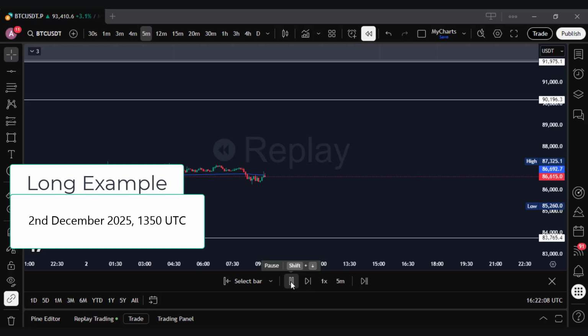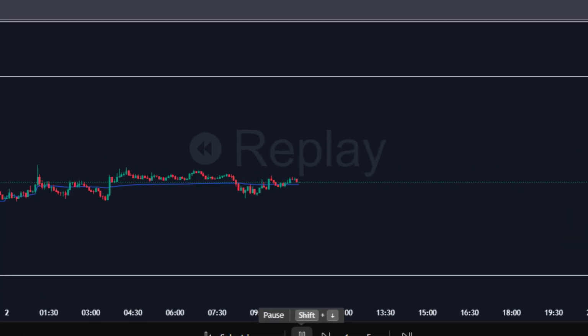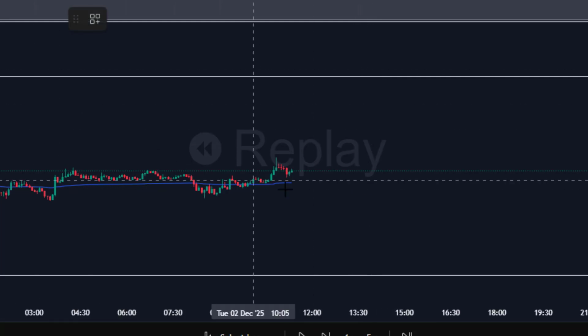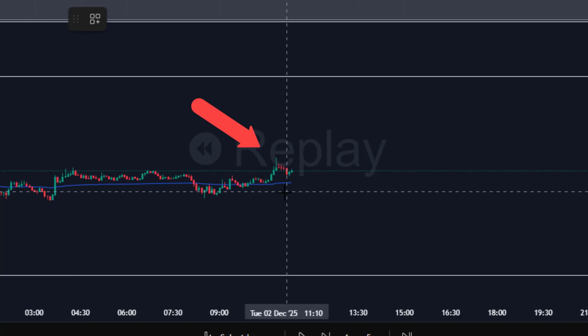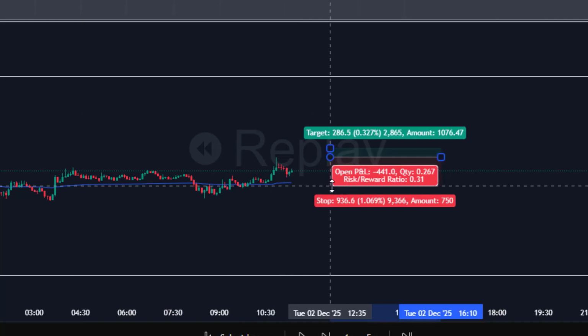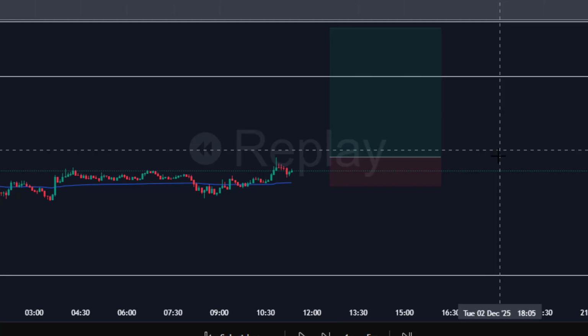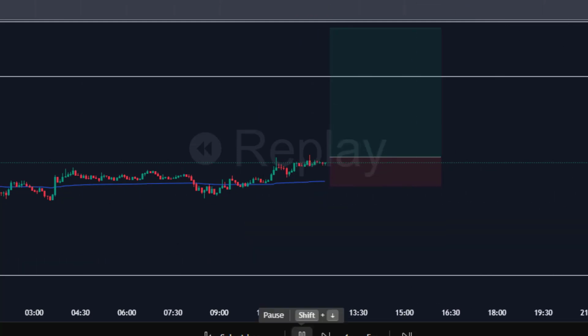Now here is a long setup example. The date is 2nd December 2025, and the UTC time of entry is 1350. Please open your TradingView and test this one also by yourself. Firstly, price moves from below to above the VWAP line and then retraces. Now we can consider a long setup, taking this high as the entry. Stop loss should be placed below the VWAP, and we can take the first profit closer to the nearest resistance level. Remember to take profits before price reaches the exact resistance level.